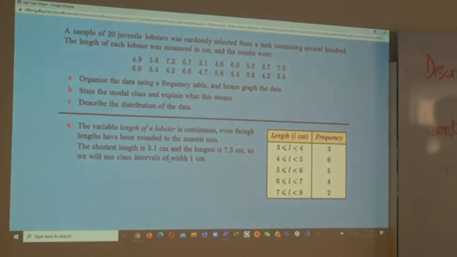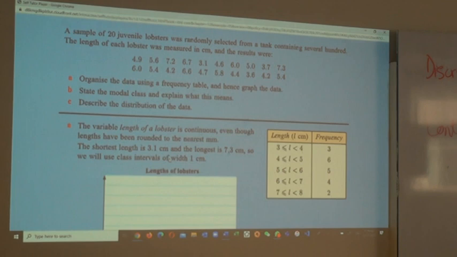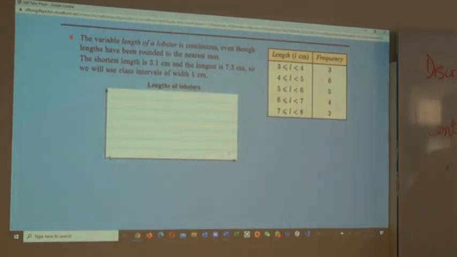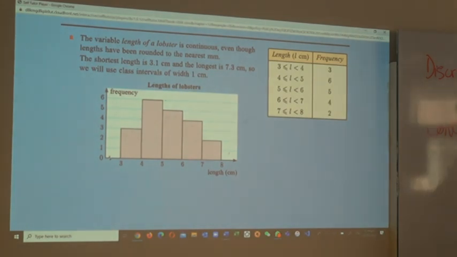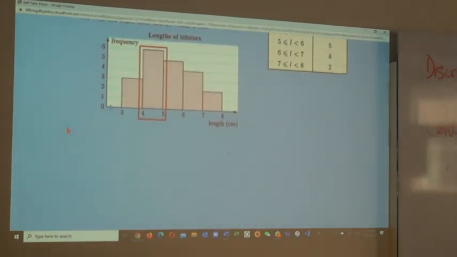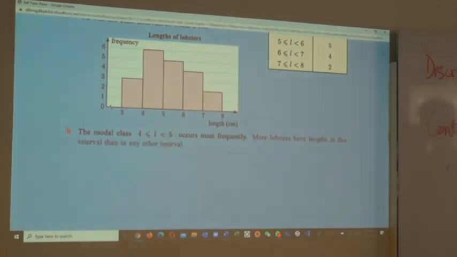Since the data is continuous, we use a histogram to display the data. A histogram is similar to a column graph, with the variable length in centimeters on the horizontal axis and frequency on the vertical axis. However, because the data is continuous, we join the columns together. The values at the edges of each column indicate the boundaries of that class interval. On a histogram, the modal class corresponds to the highest column. In this case, the modal class is lengths greater than or equal to 4 centimeters and less than 5 centimeters. More lobsters have lengths between 4 and 5 centimeters than any other length interval.